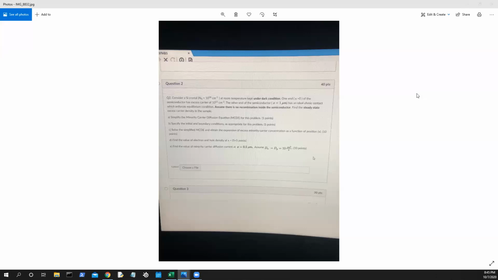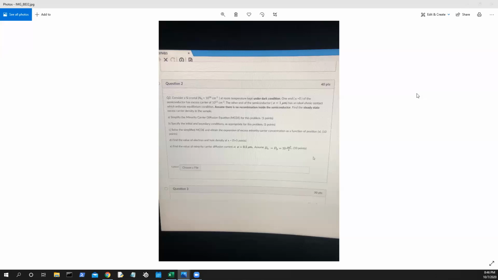Now we specify boundary conditions. Now we have to solve the simplified MCDE. To solve this one, it's a general solution, which is something you can put on your formula sheet for later. We'll do that later though. The general solution for a spatially dependent system is your delta n of x equal to A e to the negative x over L n plus B e to the x over L n.